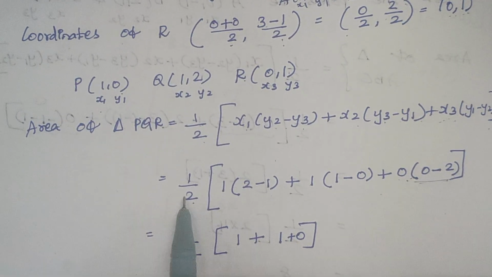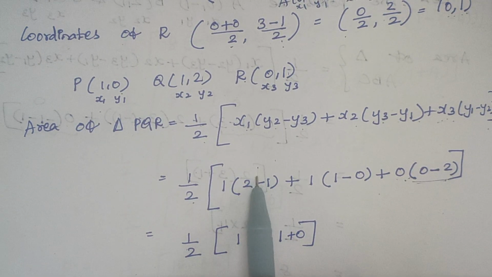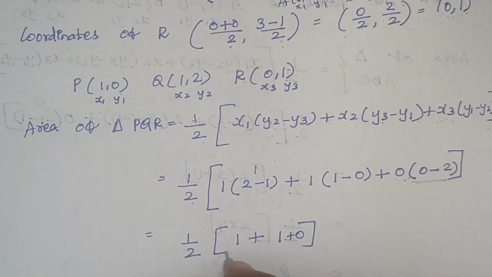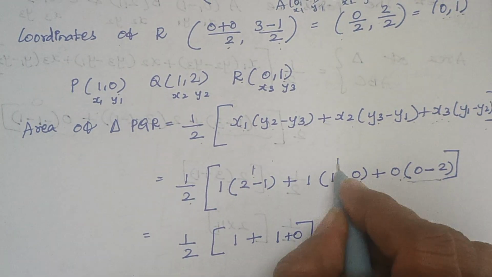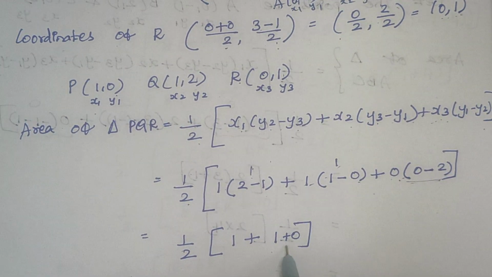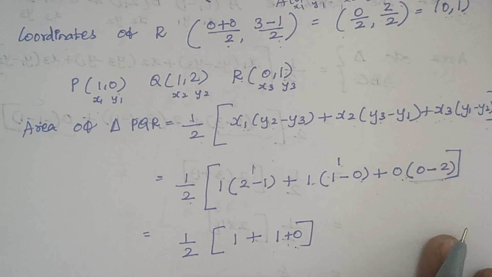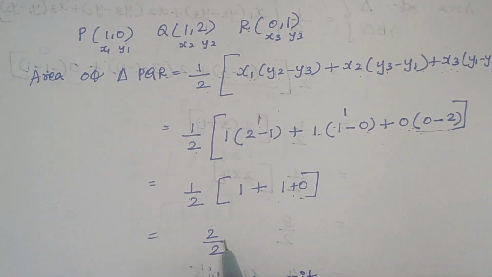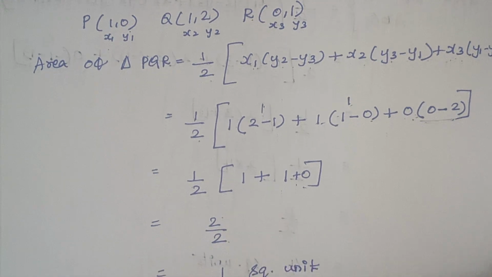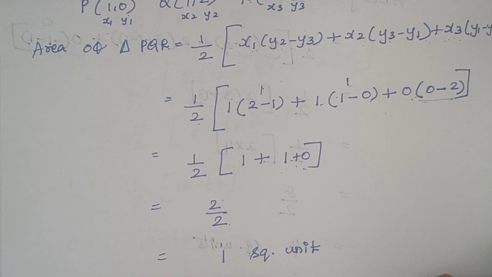So here it is 1 by 2, 2 minus 1 is 1. So 1 into 1 is 1 here. And again 1 minus 0 is 1. So 1 into 1 is again 1. And here 0, so 0. So 1 by 2 into 1 plus 1 is 2. So here we got 2 by 2, which is equal to 1 square unit, right?